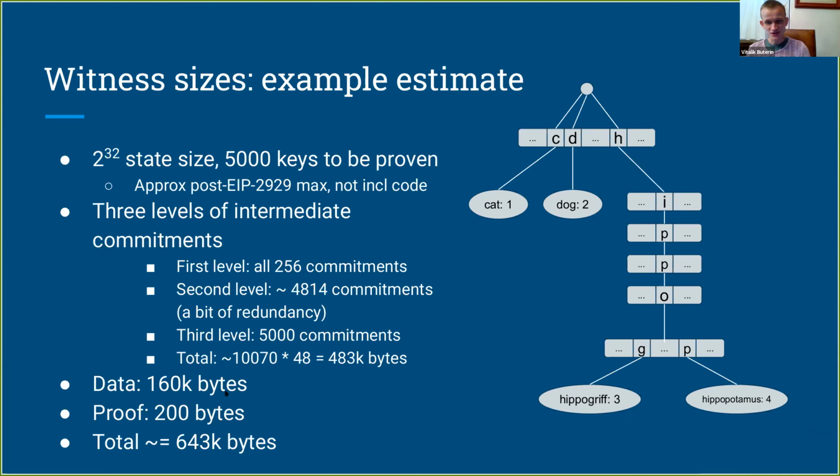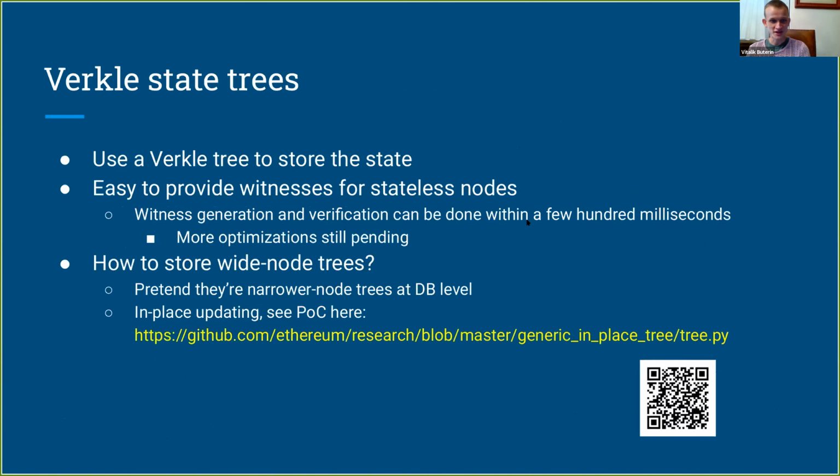Actually, this is a bit of an underestimate because if you have keys and values, then you actually want 32 bytes for the key and also 32 bytes for the value. So this should actually be 320K. Proof 200 bytes, and so the total is going to be about 800 kilobytes, which is only about 2.5 times as much as the theoretical minimum. So witness size properties are amazing.